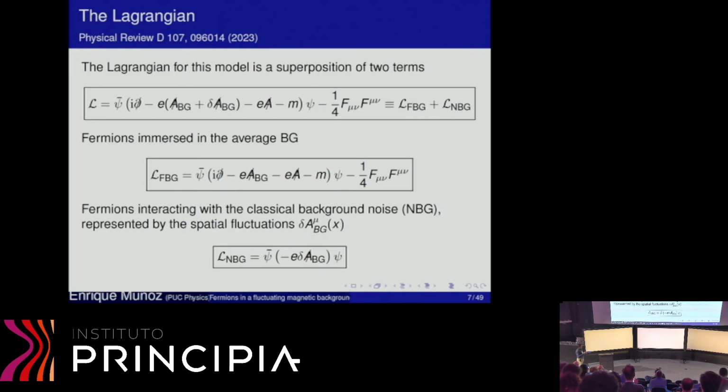For this purpose, we formulate in the context first of QED the Lagrangian, where we have the fermions coupled, as usual, to photons, and coupled to this classical fluctuating background field. And then we split the Lagrangian into the one which is submitted to the average of this background field, plus a fluctuating part that couples the fermions to the fluctuations linearly, through the current.